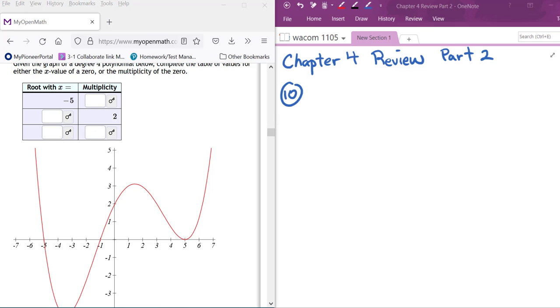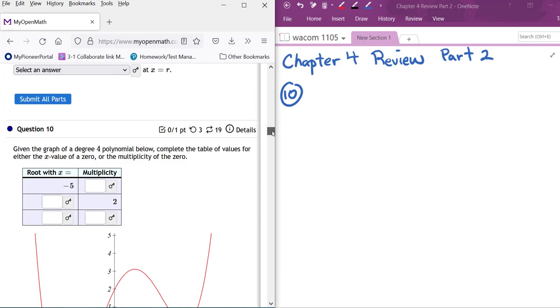So we're going to continue in our Chapter 4 review. We have problem 10, and we're given a graph. We're going to look at the zeros, the x-intercepts. If it crosses, that's an odd multiplicity. If it touches and turns around, that's an even multiplicity. You should have as many of those as your degree. This one tells us it's the graph of a fourth degree polynomial, so we should have 4 zeros.